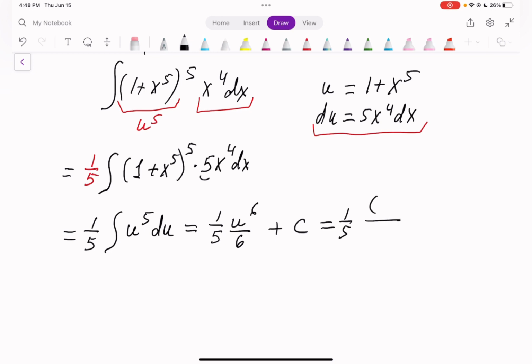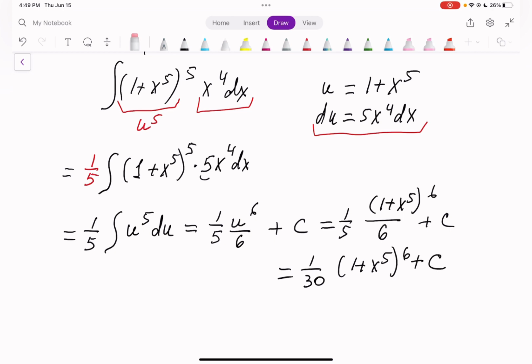Yes? Okay. So bringing back my value, this is going to be 1 over 5, and u to 6, it's going to be 1 plus x to power 5 to power 6, dividing by 6, and plus c, which means it's going to be 1 over 30, right? 5 times 6, 30, and 1 plus x to power 5 to power 6 plus c.